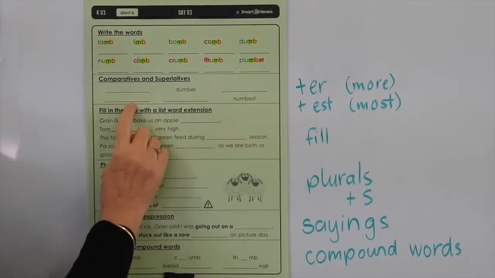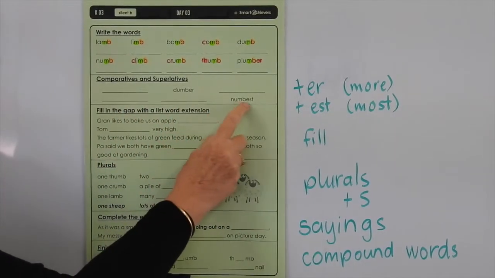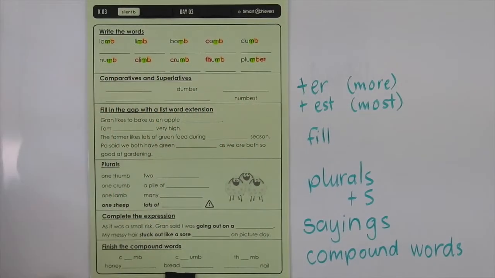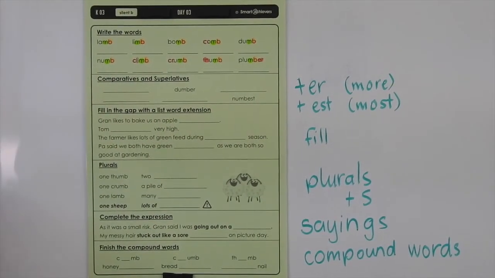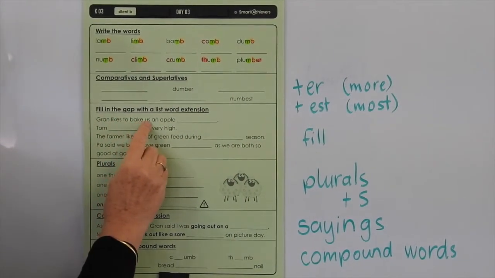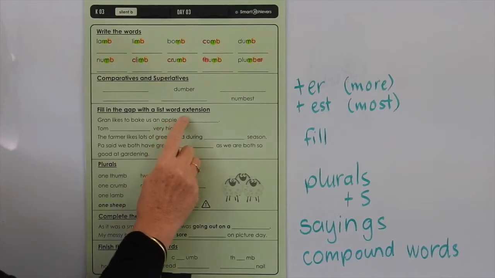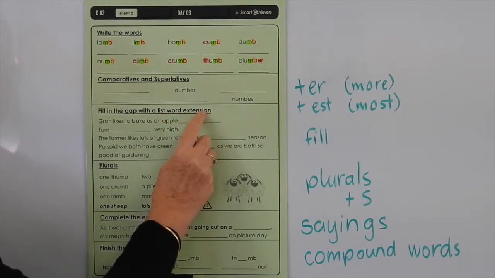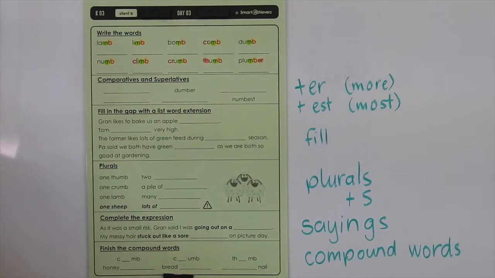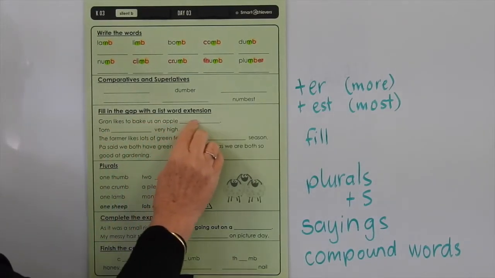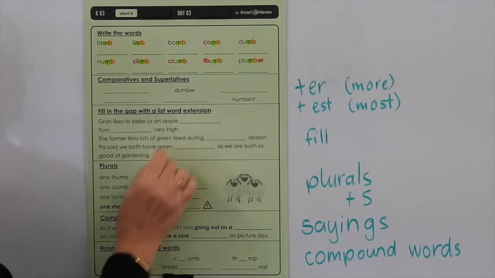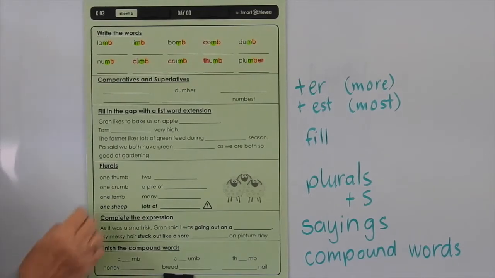Now down here you've got numb, number, numbest. So don't forget to put that B in all of these base words, even though you're not hearing that sound. So fill in the gap with a list word. Gran likes to bake us an apple something. Now this is a list word extension that you have to put in there. So an apple crumb, no, that doesn't make sense. We'd have to make it an apple crumble. That's where you put crumbs, nice tasty biscuit crumbs over the top of your stewed apples.